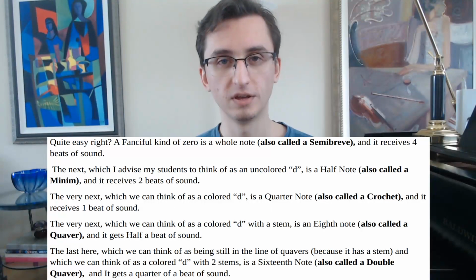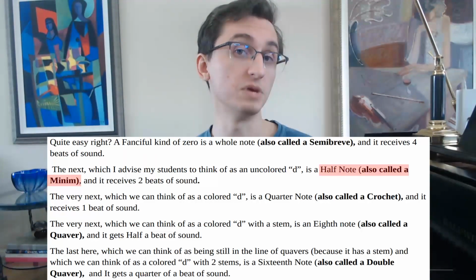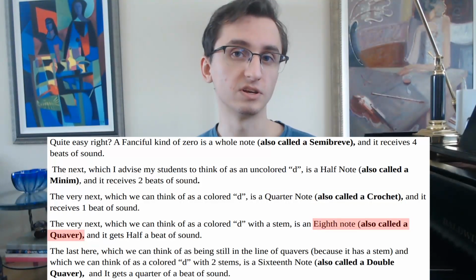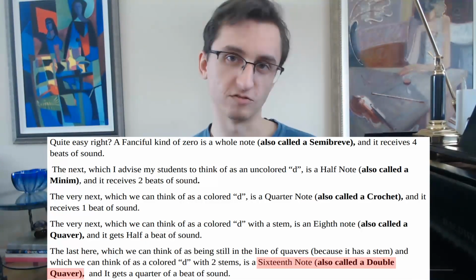Depending on where you live in the world, a lot of these notes have different names. For example, in Europe, the whole note is referred to as a semibreve. The half note is a minim, the quarter note a crotchet, the eighth note a quaver, and a 16th note a semiquaver or double quaver. Something important to note: all the notes we've talked about thus far, except for the whole note, have a stem attached to them and are shaped like the letter D.